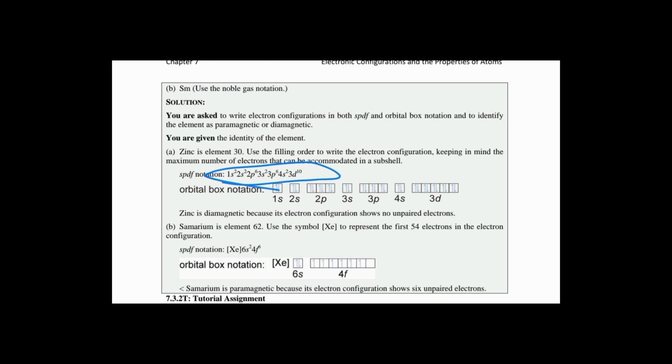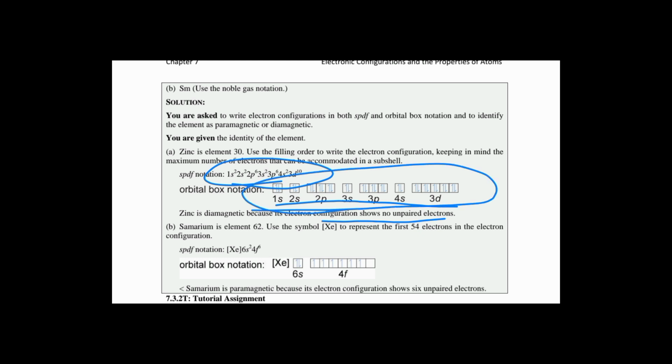Okay, you have to practice these things to do well. This is orbital box notation, okay. As we know, there are no unpaired electrons, so zinc is diamagnetic. Its electronic configuration shows no unpaired electron. You can see no unpaired electron. All electrons are paired, okay.